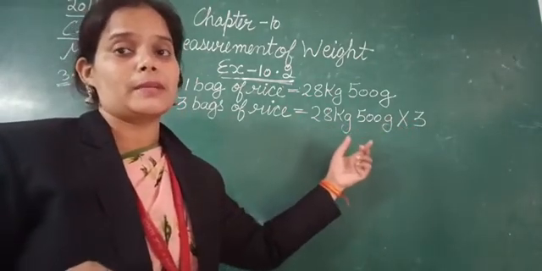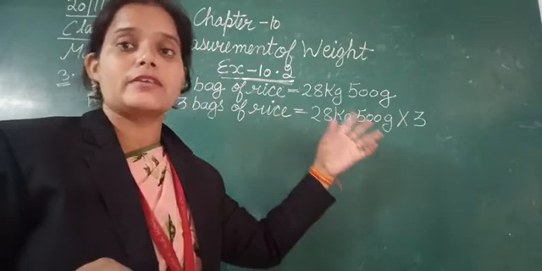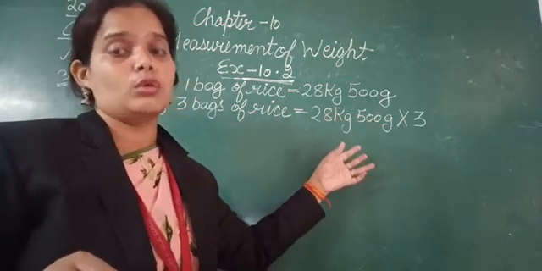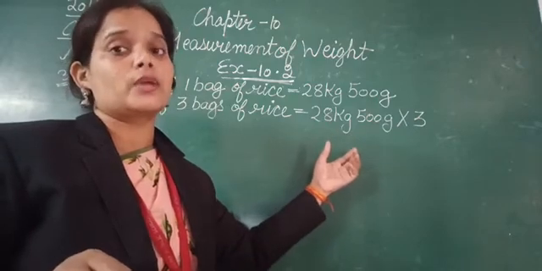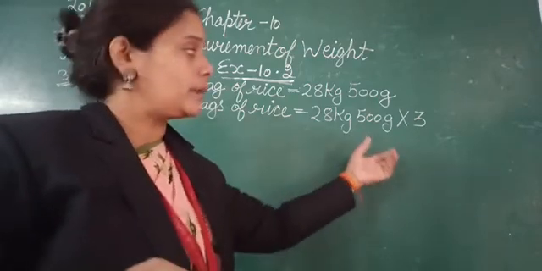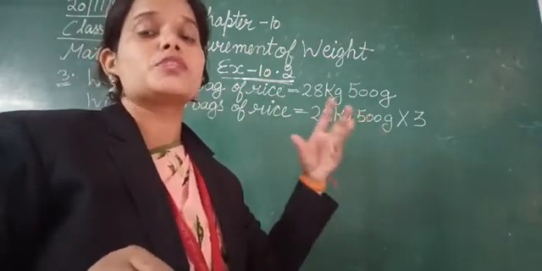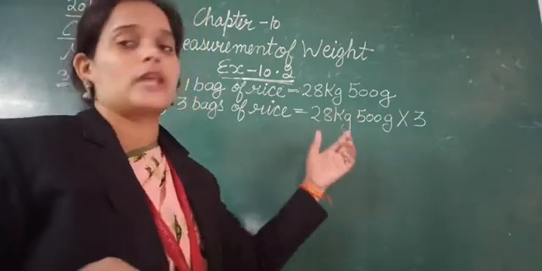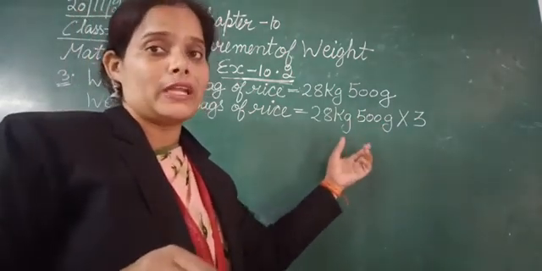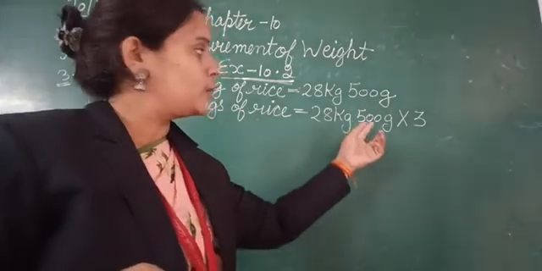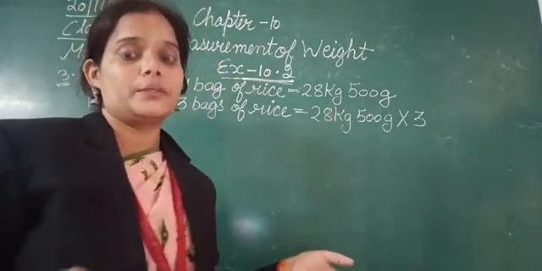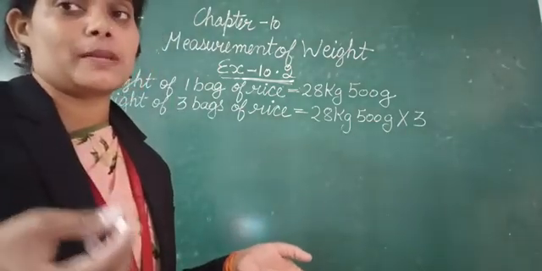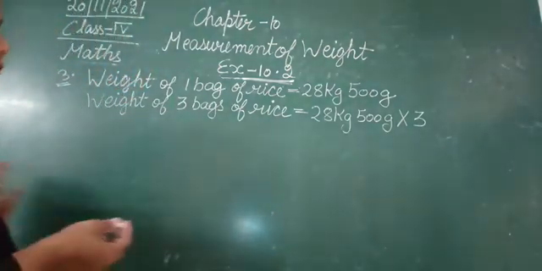So we can't multiply two different units. Both are units of measurement though, one is the kg, another is gram. So either you can convert kg into gram, or you can convert gram into kg. But it is easier to convert kg into gram. So we will convert 28 kg into gram, and then we add the rest of the gram, that is 500 gram, and then we can easily multiply it with 3 for finding the weight of 3 bags of rice.